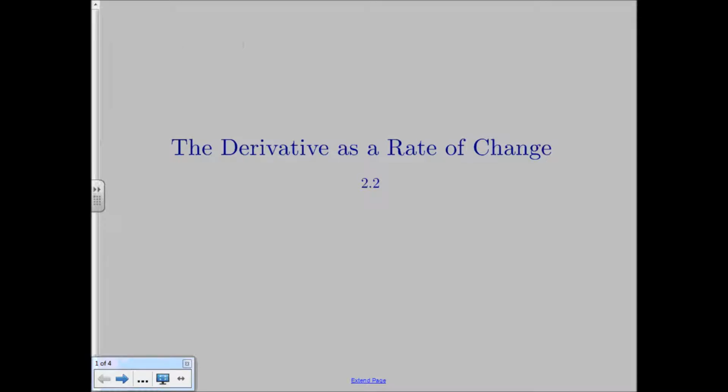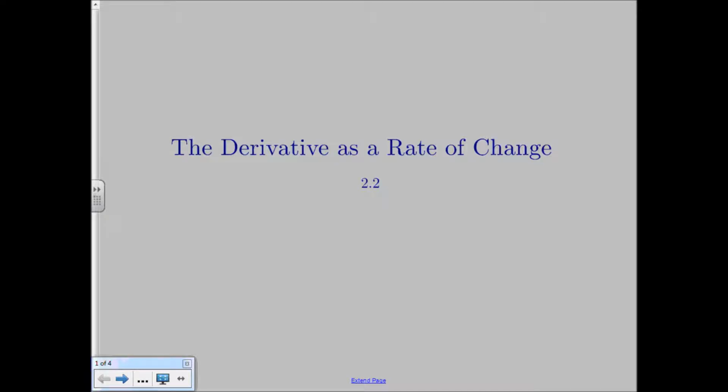Hi. So today we're going to talk about using the derivative as a rate of change. Last time we talked about different basic derivative rules that you could use instead of using the limit definition of a derivative in order to find the derivative of a function. And now we're going to show a really practical application of the derivative.